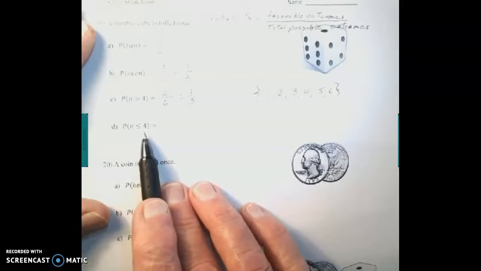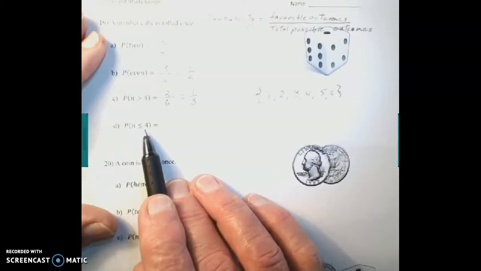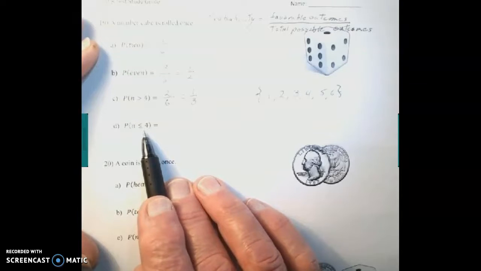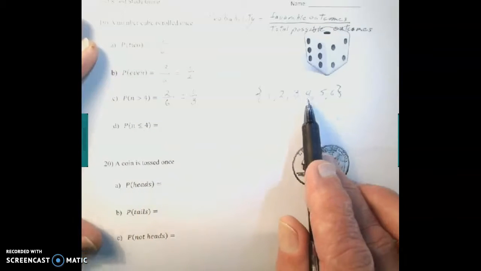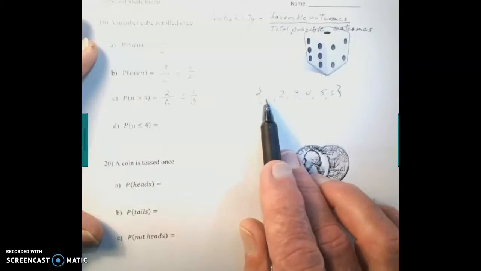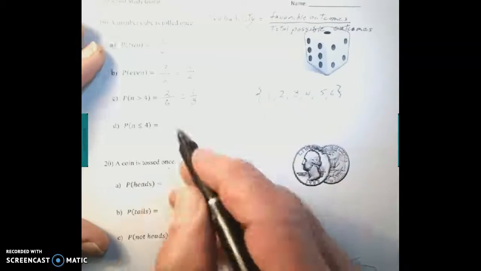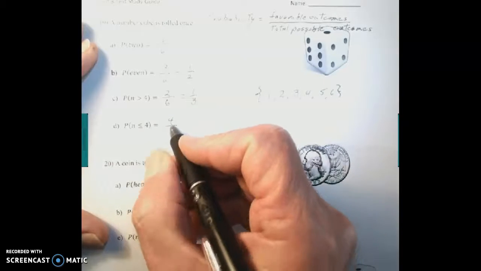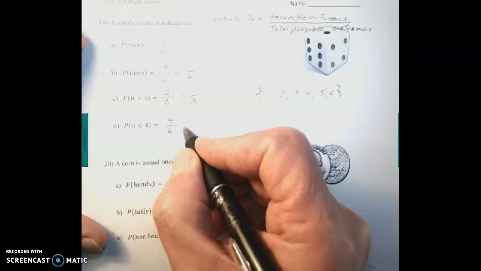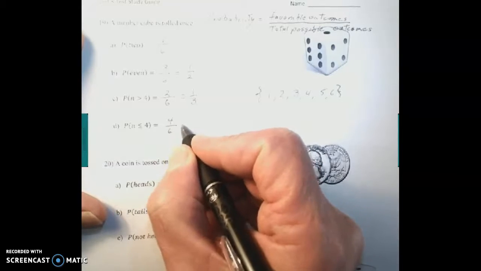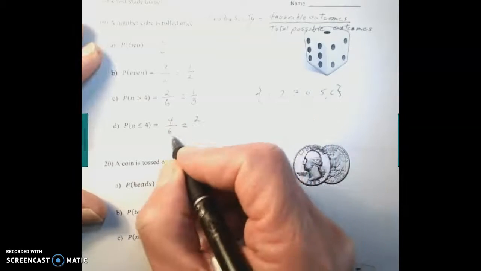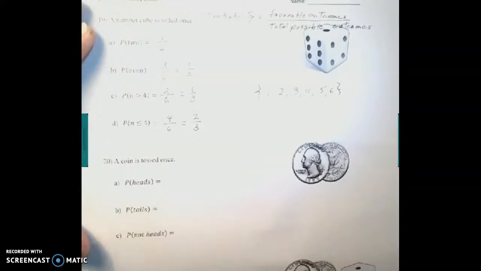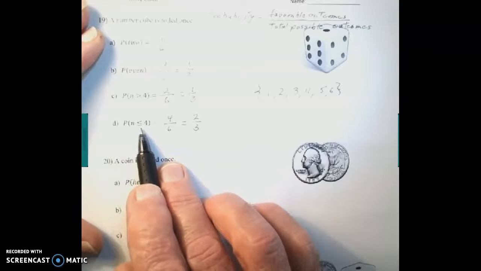Less than or equal to 4. 4 is equal to 4, so anything that would be 4 or smaller would be a favorable answer. So 4, 3, 2, or 1 would be less than or equal to 4. That is 4 favorable answers or outcomes out of 6 possible. Again, to reduce, these can both be divided by 2. 4 divided by 2 is 2. 6 divided by 2 is 3. That's the probability of getting, 2/3 is the probability of getting a number that is less than or equal to 4.